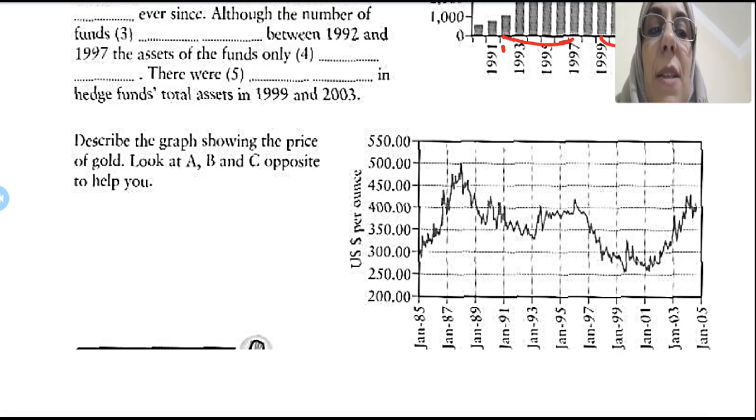Here is another exercise which is related to the previous ones, but I'd like to keep this as a piece of homework, a second homework, in addition to the very first task. You've got to do it within this week and send the solution to these exercises via my email. You will find my email on the site. So you've got to describe the graph. You make a description of the graph showing the price of gold. Look at A, B, and C opposite to help you. I mean the previous exercises. So you have to describe this.